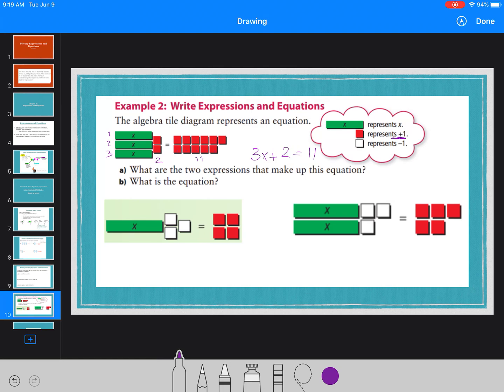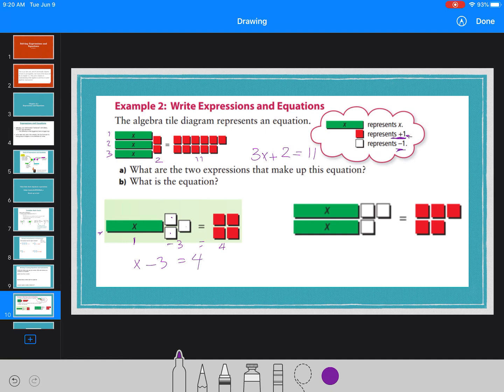Okay. Now, let's look at these different ones. So how many x's do we have here? We have 1x. How many tiles do we have here? Oh, and they're white, so that represents 1 each. 1, 2, 3. So that's actually minus 3, because there's 3 of them. And it's going to give us 4. Remember, it's positive 4 here. So we have x minus 3 equals 4.